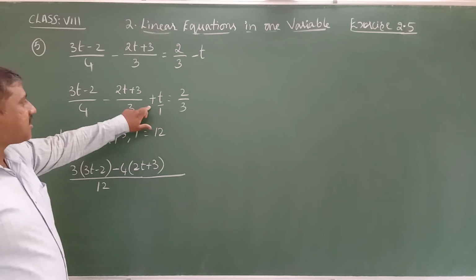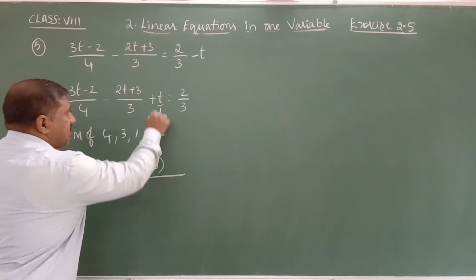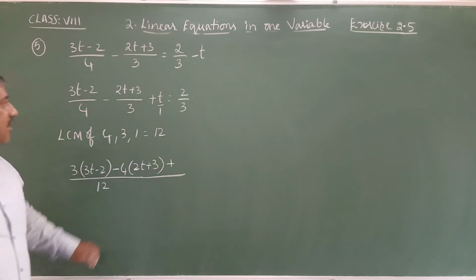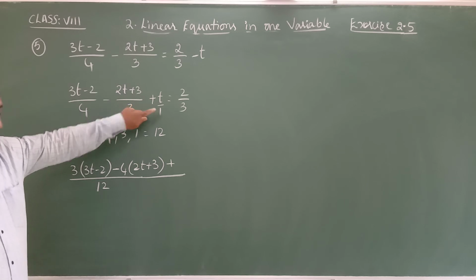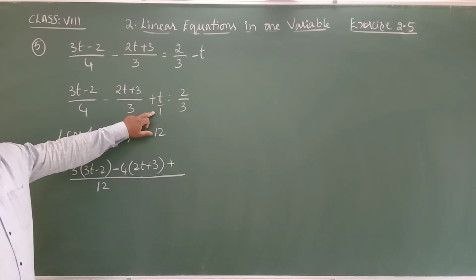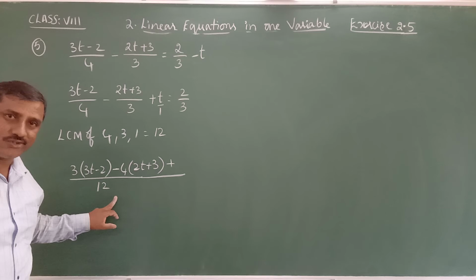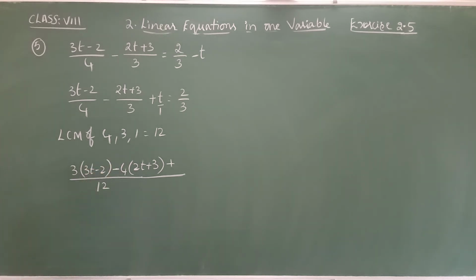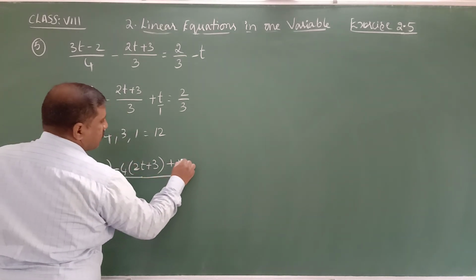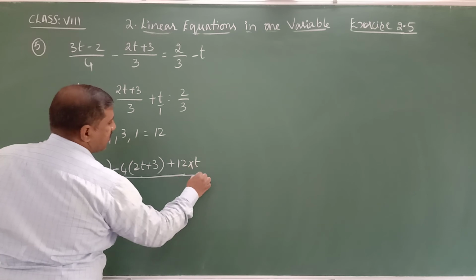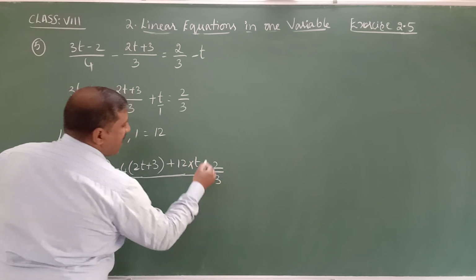Now what do we have as the third term? Plus t by 1. So plus sign, t. Now the denominator is 1. Divide LCM 12 by 1. 1 12s are 12, 12 is the quotient. 12 into t, that is equal to 2 by 3.